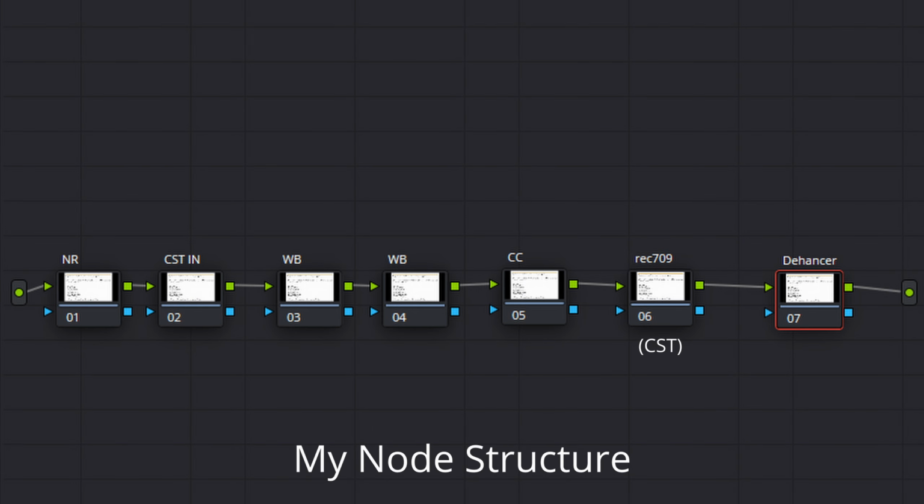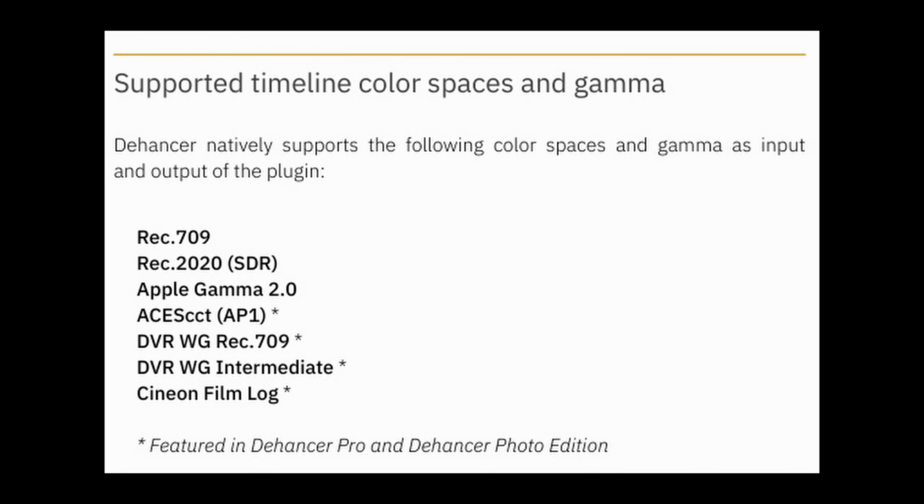My workflow blends both approaches, starting with noise reduction, applying a CST, making corrections, sending the result to Dehancer, then finishing up with touch-ups like sharpening and applying any other additional nodes or LUTs as needed. On screen, I will provide the color spaces Dehancer supports. Now, you can apply this node structure in 3 ways.